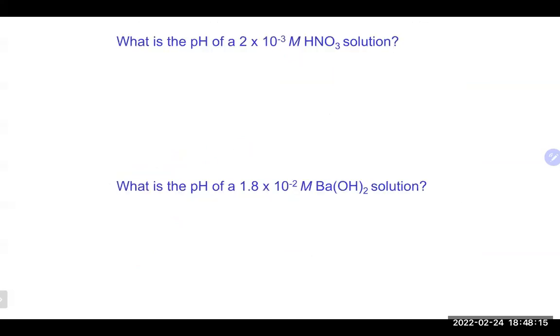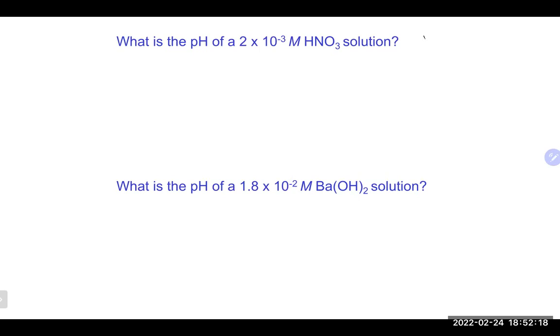Now, not always will you be given just a generic H plus or OH minus. You may be asked to calculate the pH of a strong acid or strong base. Because it is a strong acid or strong base, you could figure out the appropriate H plus and OH minus concentration because it 100% breaks apart, right? So why don't you try that on these, calculate the pH of each of these and see what you come up with. Take a look.